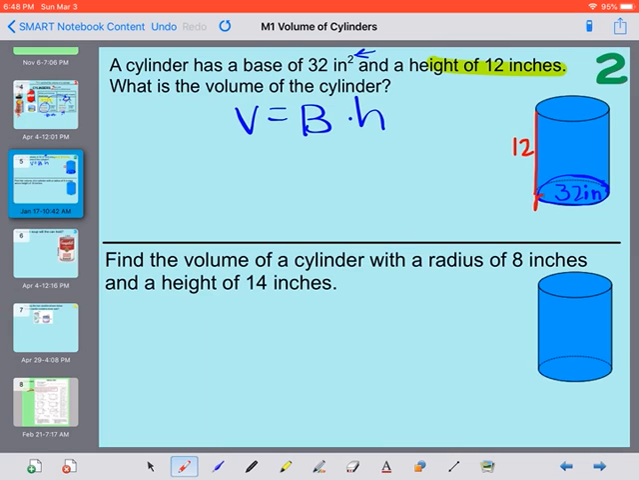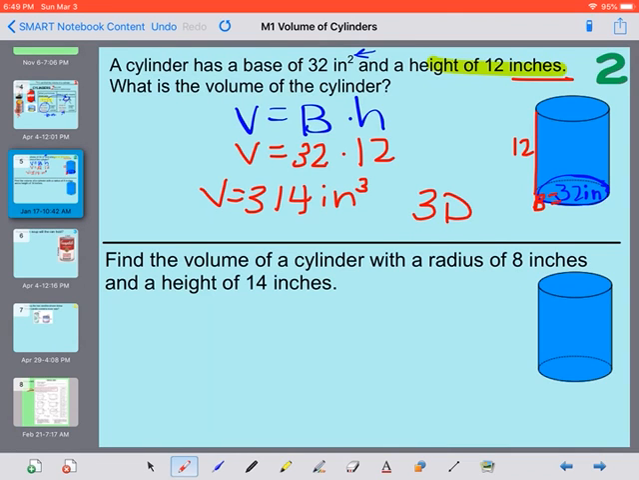So this is really the area of the base down here. So that's 32 times our height, which is 12. And that will give us the volume of the cylinder. So we have 32 times 12, and we get 314. Now we're talking about inches, and we already had inches squared. That means there's 2 inches. It's a two-dimensional shape. But if we're multiplying by inches again, it's really inches to the power of 3. This is why we call this a three-dimensional shape, because there's 3 dimensions: length times width times height, or in this case, area of the base times the height.